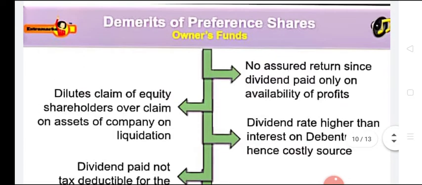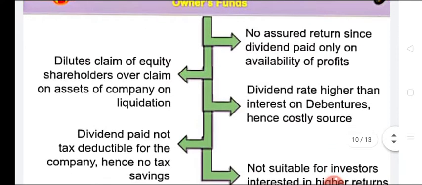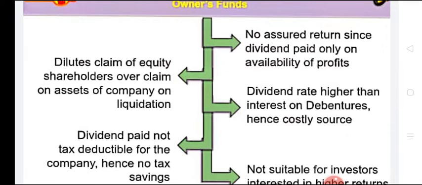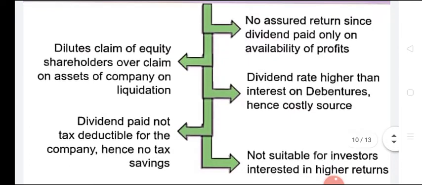Preference shareholders dilute the claim of equity shareholders over the assets of the company on liquidation. That is, at the time of liquidation or any such time when claims are to be settled, preference shareholders are given preference, and then equity shareholders get whatever is left over. Dividend rate is higher than the interest on debentures, hence these are costly sources of finance.